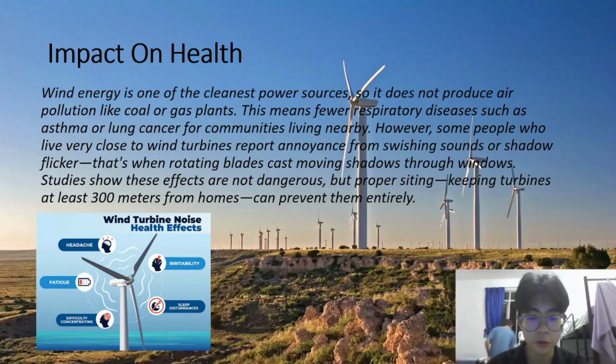Now, let's talk about health. Wind energy is one of the cleanest power sources, so it does not produce air pollution like coal or gas plants. This means fewer respiratory diseases such as asthma or lung cancer for communities living nearby. However, some people who live very close to wind turbines report annoyance from swishing sounds or shadow flicker, when rotating blades cast moving shadows through windows. Studies show these effects are not dangerous, but proper siting, keeping turbines at least 300 meters from homes, can prevent them entirely.